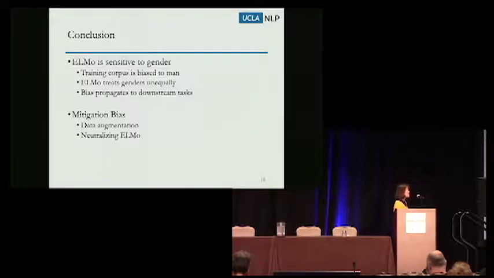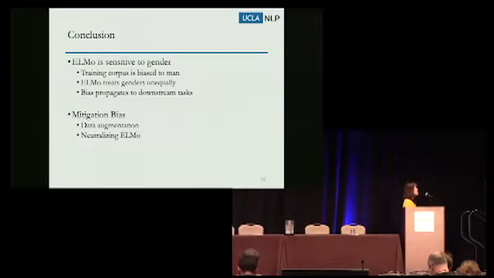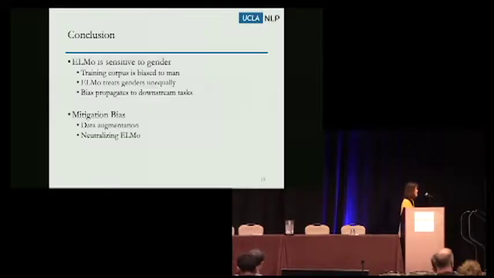To conclude this paper, we show that ELMo is sensitive to gender, partly because the training corpus is biased, and ELMo treats different genders unequally. Such bias propagates to the downstream task. We also have two different methods to mitigate such bias. One is data augmentation, and we see it's very effective when it works with contextualized word embeddings. But if we don't have access to the training corpus, neutralizing the test ELMo embedding can also help us mitigate some bias. Okay, so that's all. Thank you.